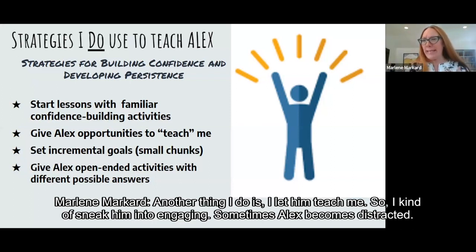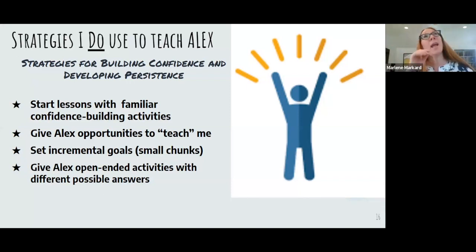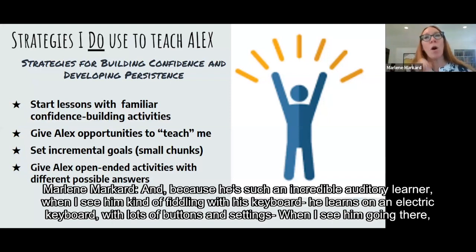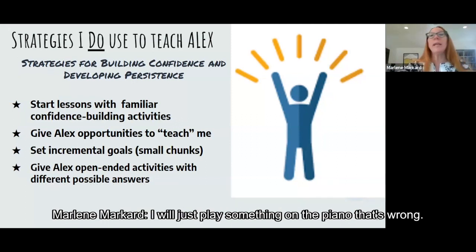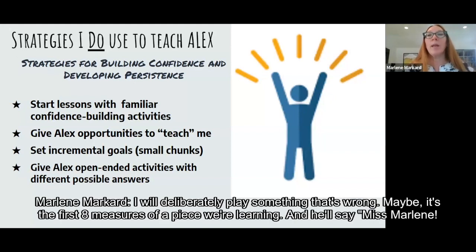So I kind of sneak him into engaging. Sometimes Alex becomes distracted. And because he's such an incredible auditory learner, when I see him kind of fiddling with his keyboard, he learns on an electric keyboard with lots of buttons and settings, when I see him going there, I will just play something on the piano that's wrong. I will deliberately play something that's wrong. Maybe it's the first 8 measures of a piece we're learning.